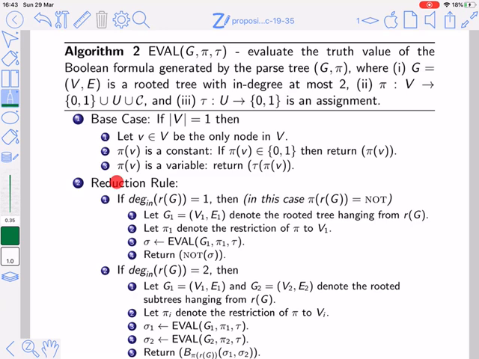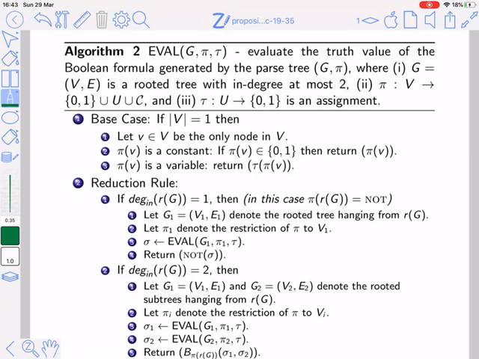Now the reduction rules, there are two types, one in which the in-degree of the root is 1, the other one in which the in-degree of the root is 2. If the in-degree of the root is 1, we know that the root is labeled by not. We apply the algorithm recursively to the subtree hanging from the root with the subgraph G1 and the labeling pi1. Pi1 is simply the restriction of pi to the set of variables in G1. And tau is the same truth assignment we were given as input.